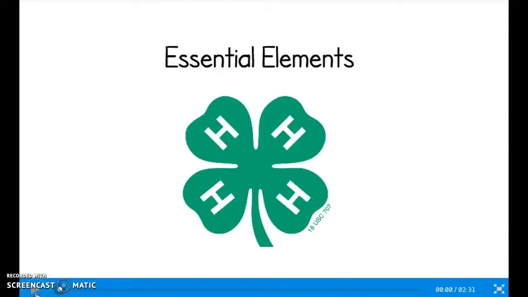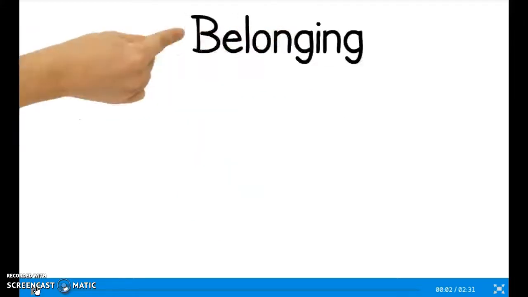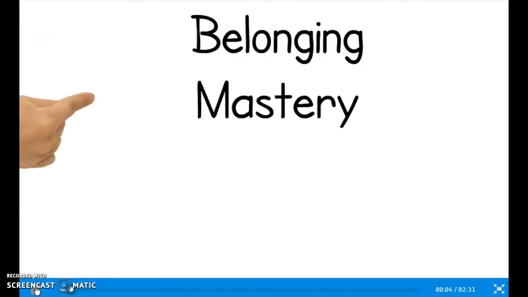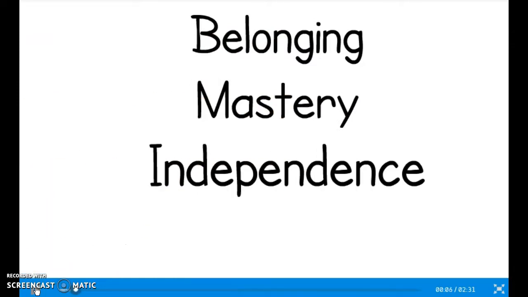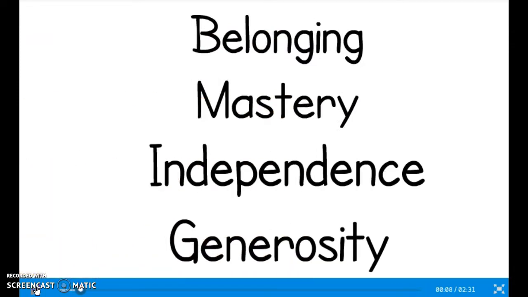We're going to talk about the essential elements of 4-H youth development. We divide them into 4 broad categories, which are belonging, mastery, independence, and generosity. We're going to take a closer look at each one.